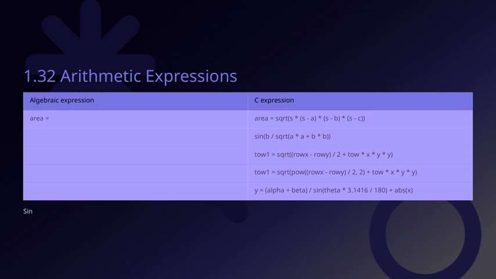Finally, there's an expression for y involving angles and absolute values. Y equals alpha plus beta, sin theta times 3.1416/180, plus abs(x). Here, we're converting degrees to radians for the sine function and adding the absolute value of x. Now, let's connect this to our broader theme. These examples highlight how algebraic expressions translate directly into C code, emphasizing the importance of understanding both the math and syntax to implement formulas correctly. And remember, when working with functions like sine, always convert degrees to radians to ensure accurate calculations.